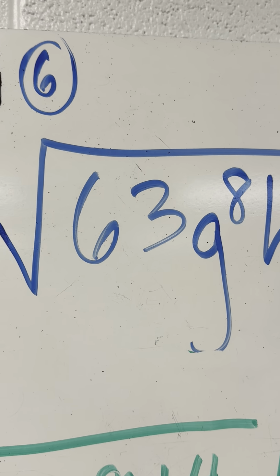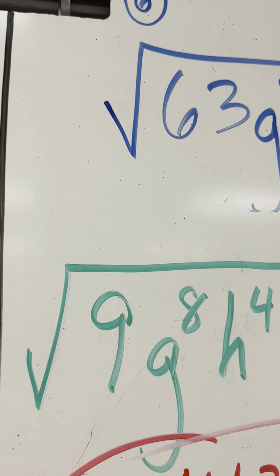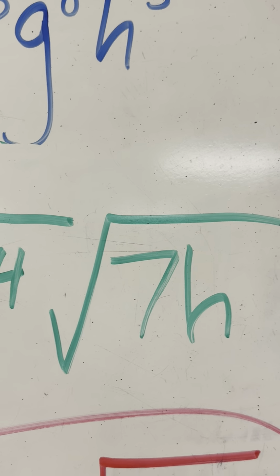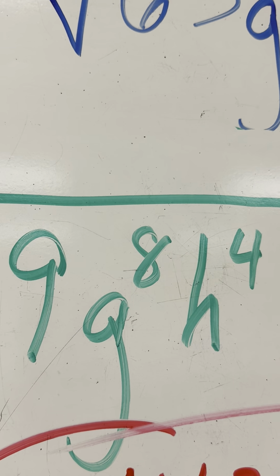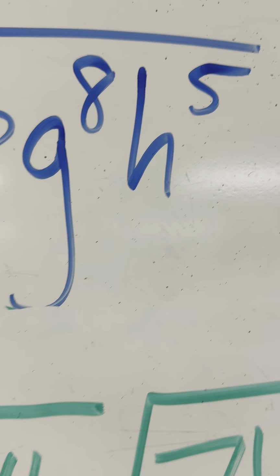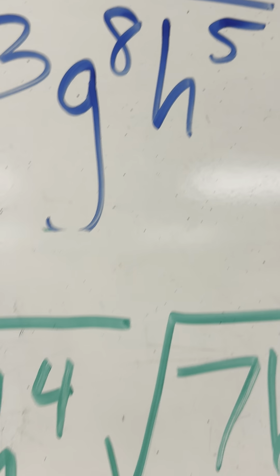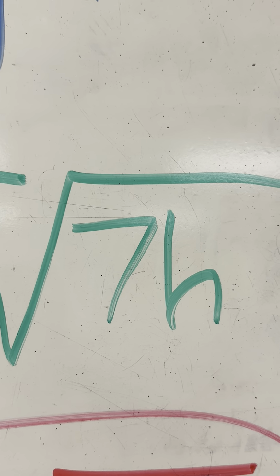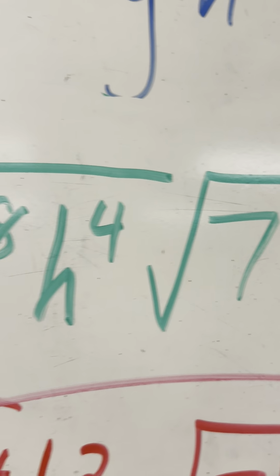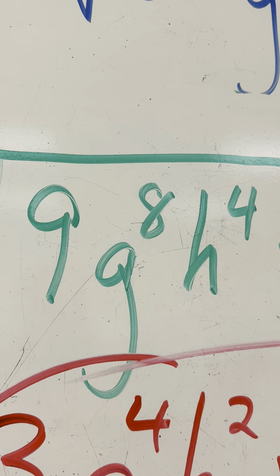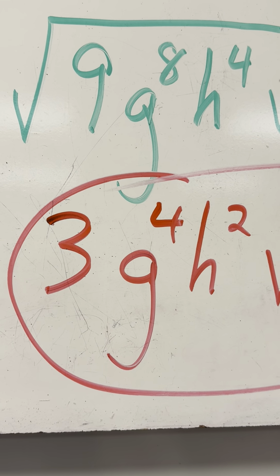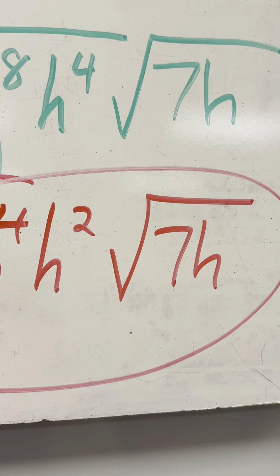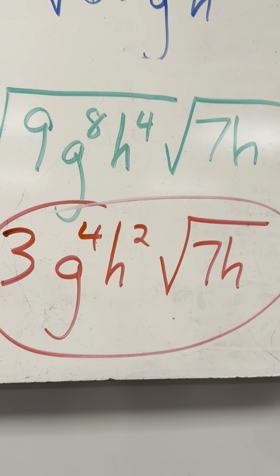What perfect square goes into 63? 9 times 7. g to the 8th is a perfect square because that's even. h to the 5th, however, I got to make h to the 4th times h. Okay. So now what's the square root of 9, g to the 8th, h to the 4th? That's 3 g to the 4th, h to the 2nd with the square root of 7h. And that's simplified.